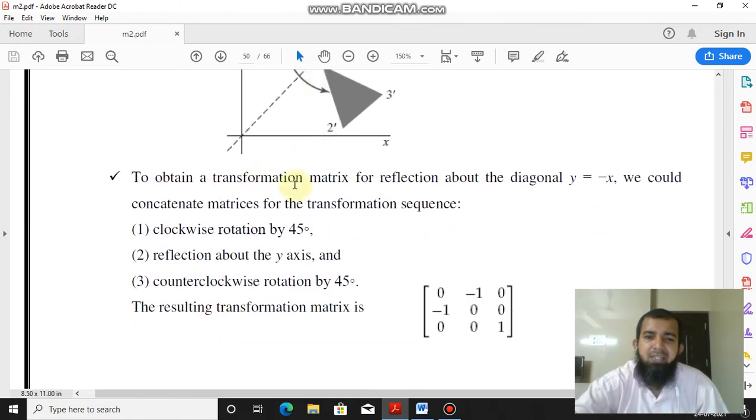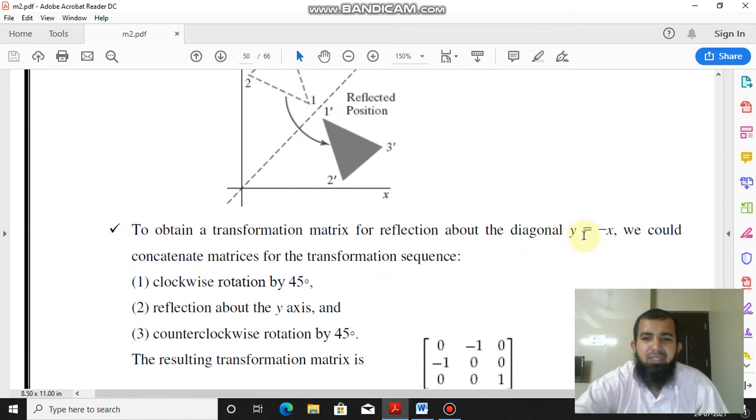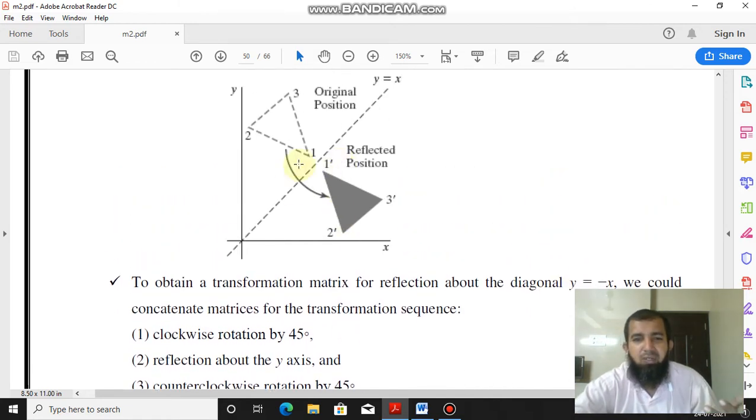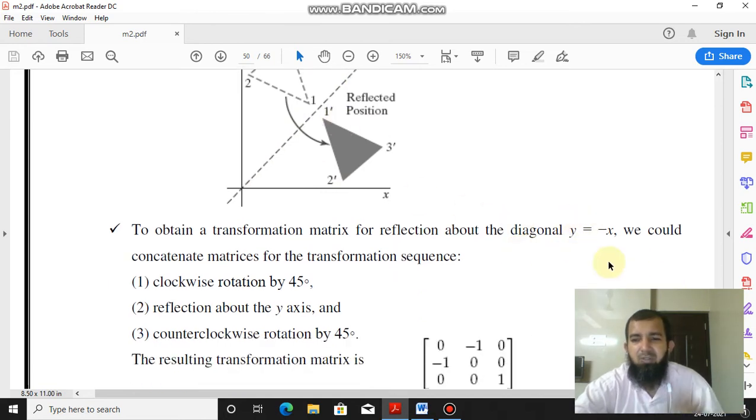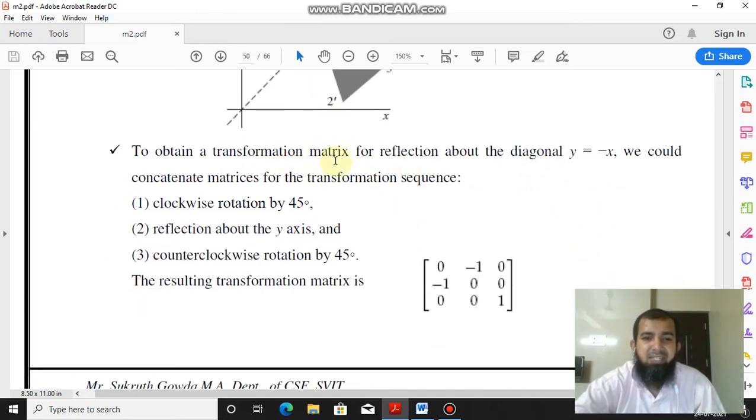To obtain a transformation matrix for reflection about the diagonal y equal to minus x, instead of y equal to x, we would concatenate matrices for the transformation sequence. The first step is a clockwise rotation by 45 degrees, then reflection about the y-axis, then a counterclockwise rotation by 45 degrees.